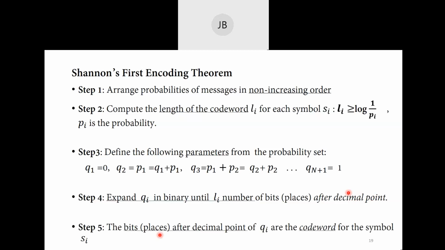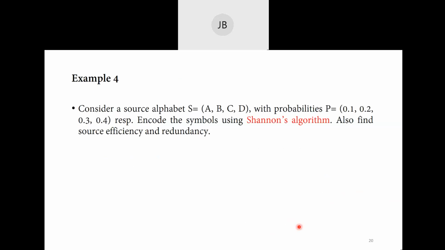And finally, the bits placed after the decimal point are the code words. So we will see these general steps, how it goes into a specific example. So here we have the example.